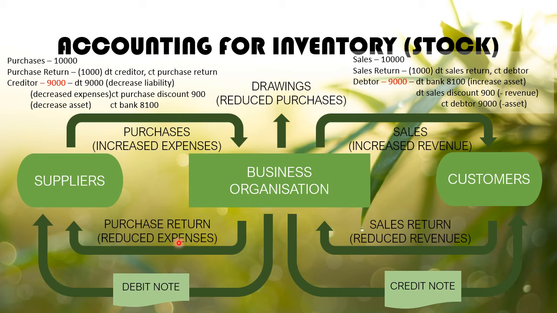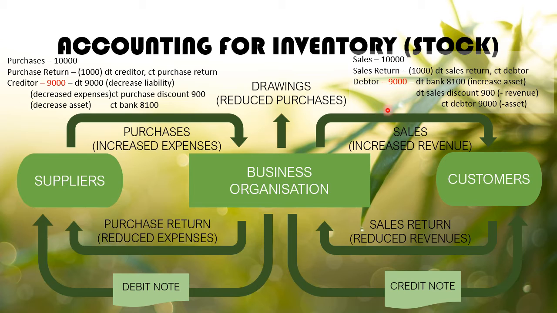So bila purchase return, dia akan mengurangkan belanja saya. Ya, contohnya saya beli RM1,000 dekat purchases, saya pulang RM100. So 100 ni akan mengurangkan nilai purchases saya. So sekarang purchase saya dalam record ni cuma tinggal RM900. So bila dia reduce purchase, dia reduce expense, dia reducekan purchase expense. That's why kita kata reduce expense.